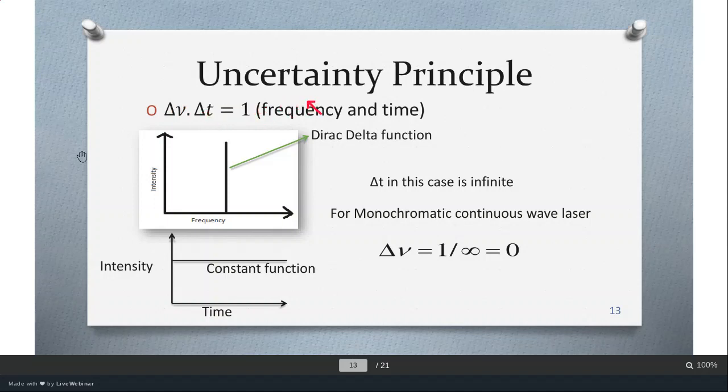This we can derive easily from delta E delta t equal to h, and we can convert that using E equal to h nu. From that we can derive delta nu delta t equal to 1, and this is also one of the forms of the uncertainty principle between the frequency and the time. Now let us try to learn from this principle and see how it connects to the previous example of the lens which we have seen.